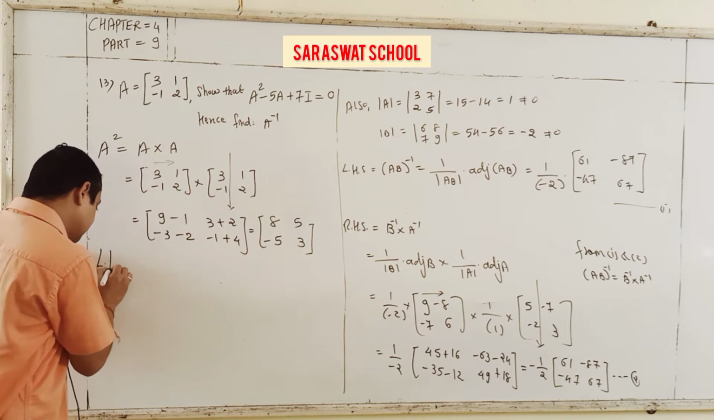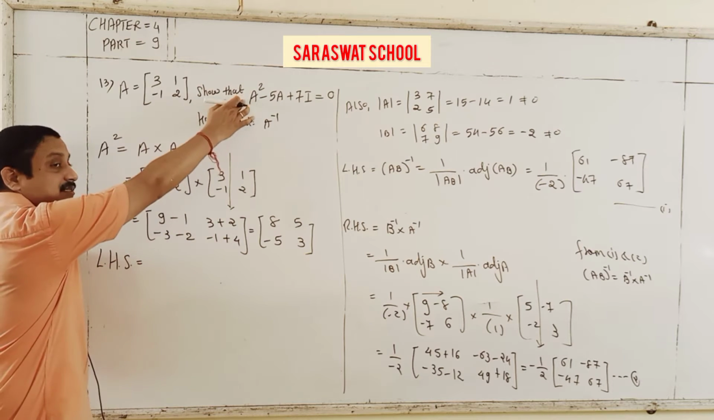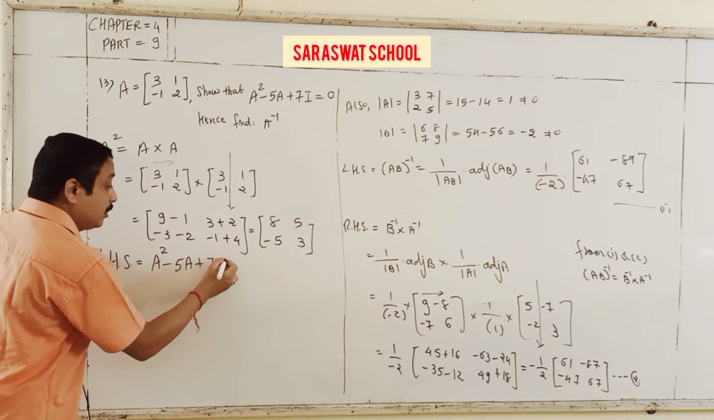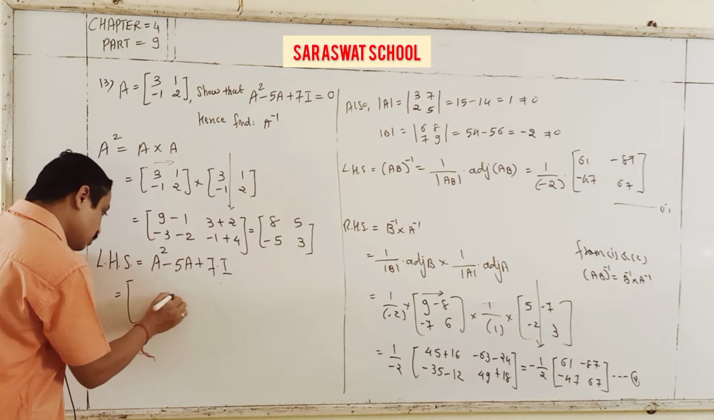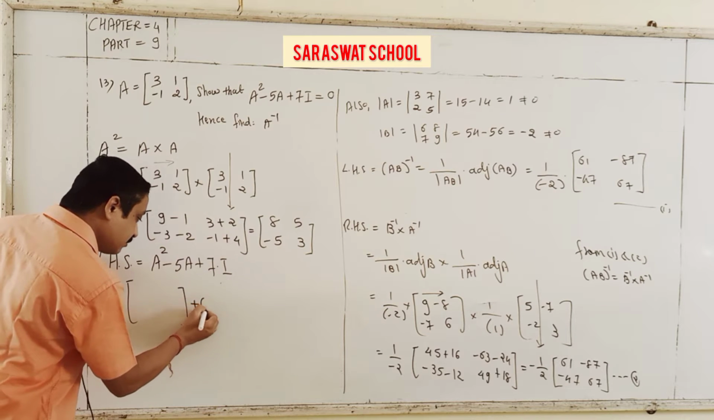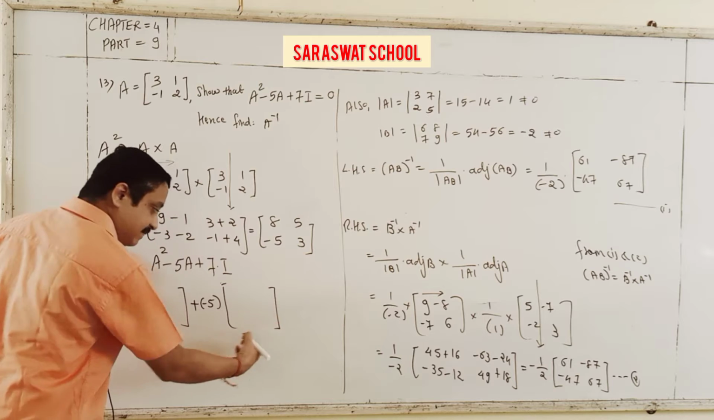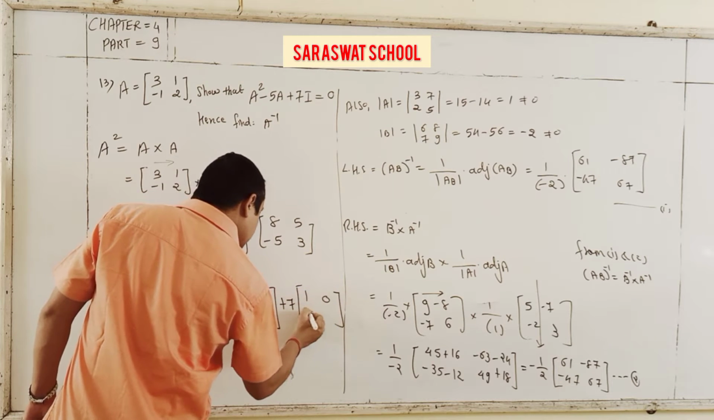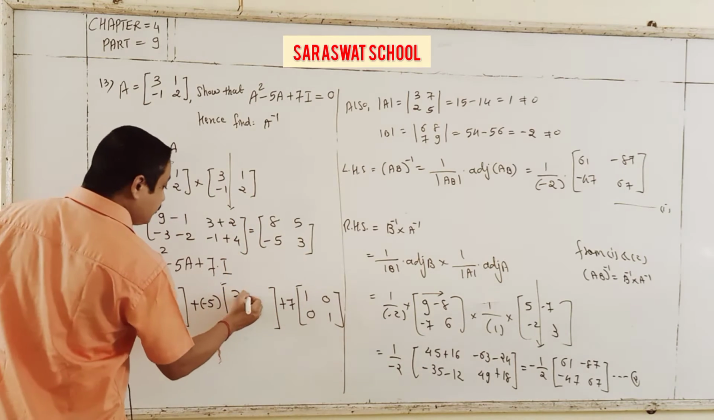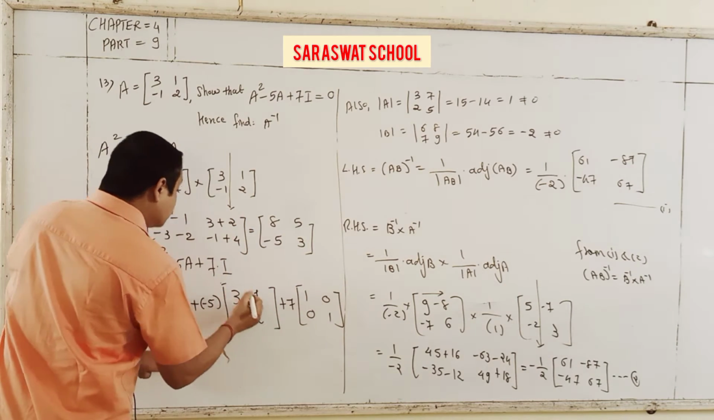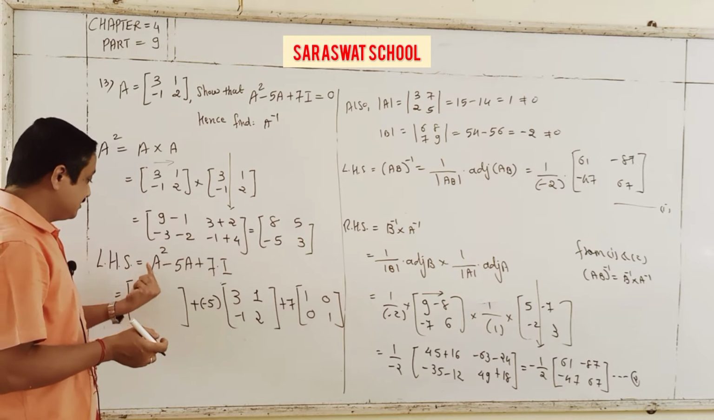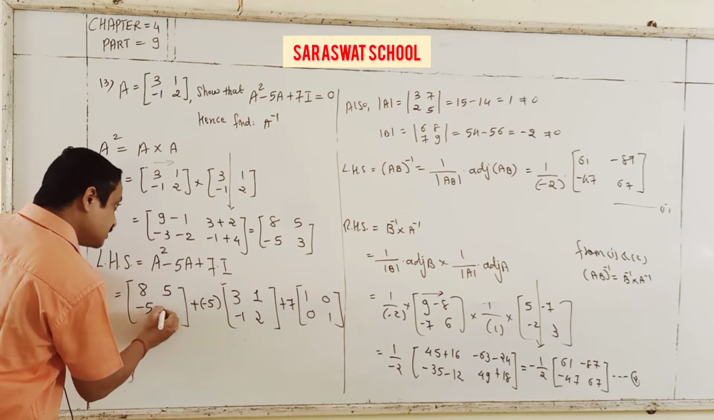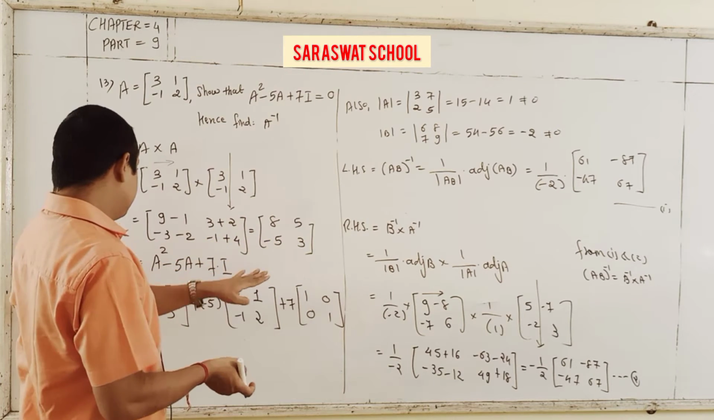Now LHS start. That's your LHS: A square minus 5A plus 7I. Students, A square you know very well. Plus and minus 5 inside, A also known very well. And 7 with I, you know, 1 0 0 1. A also known, 3 1 minus 1 2. And last A square is this one, 8 5 minus 5 3.